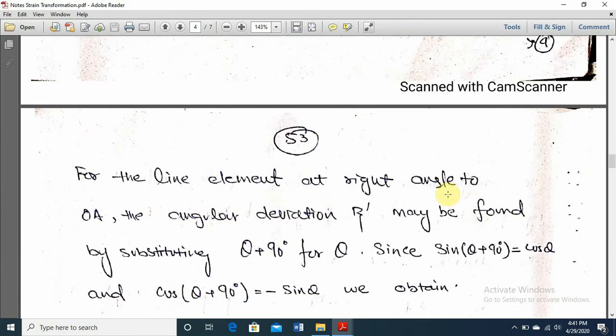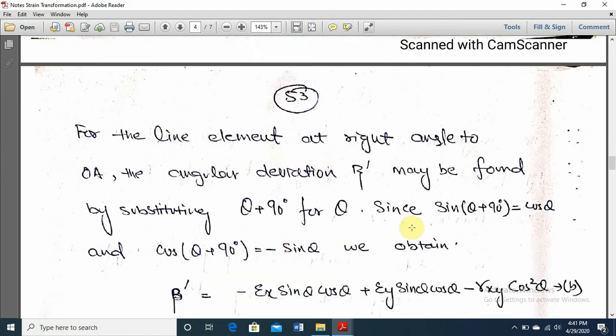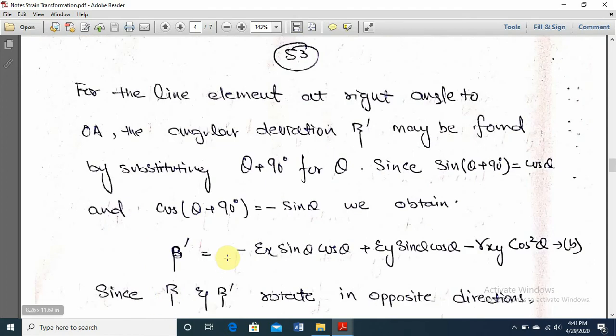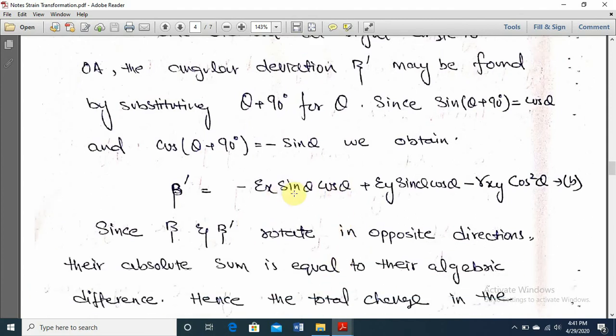Now for the element which is on the right angle to the OA, the angular deviation beta dash may be found by substituting the angle theta plus 90 degree for theta. Since we know that sin theta plus 90 is equal to cos theta and cos theta plus 90 is equal to minus sin theta, so putting this value in the equation, your beta dash will become this, minus Ex sin theta cos theta. We have put the angle theta plus 90 degree and changed the trigonometric identities, and we will get this equation B.